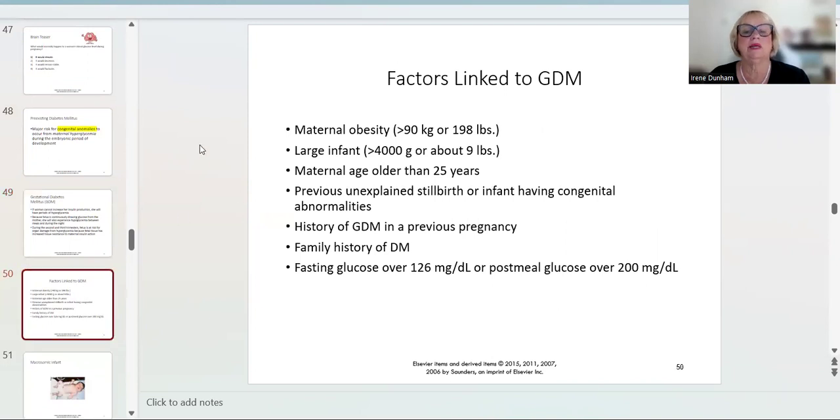It's quite fascinating. Okay, so what risk factors are linked to gestational diabetes? Of course, you probably would say, sure, obesity. They have a large infant, greater than 4,000 grams. That's a big baby, okay? That's about over a 9-pound baby.